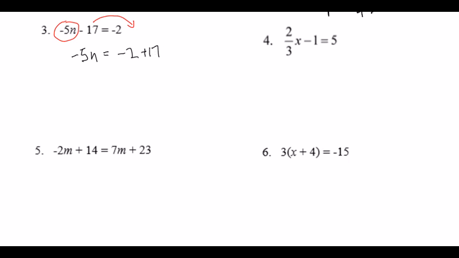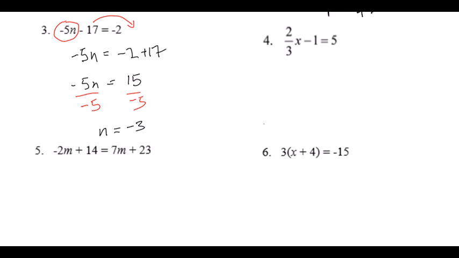We just copy that down, and then we have plus 17. Negative 2 plus 17 is going to be 15, and negative 5n doesn't change on the left side. Now we have to get rid of that negative 5 in front of n, so we divide both sides by negative 5. We end up with n is equal to negative 3.